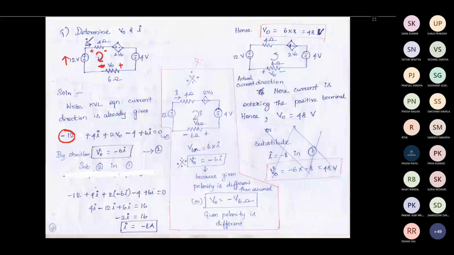Then you are going to have 2V naught. This is the voltage of this voltage source. Here the current is entering the positive polarity. Since current is entering the positive polarity, I should consider it as positive 2V naught. Then the current is going to enter the negative polarity of this voltage source, so I have considered minus 4.